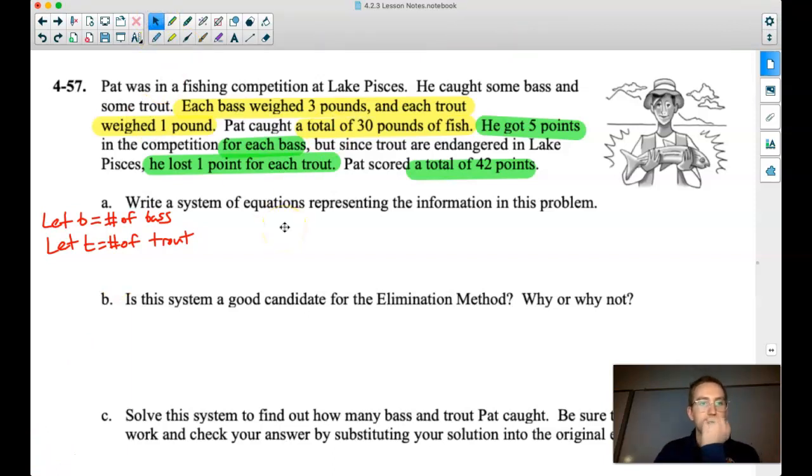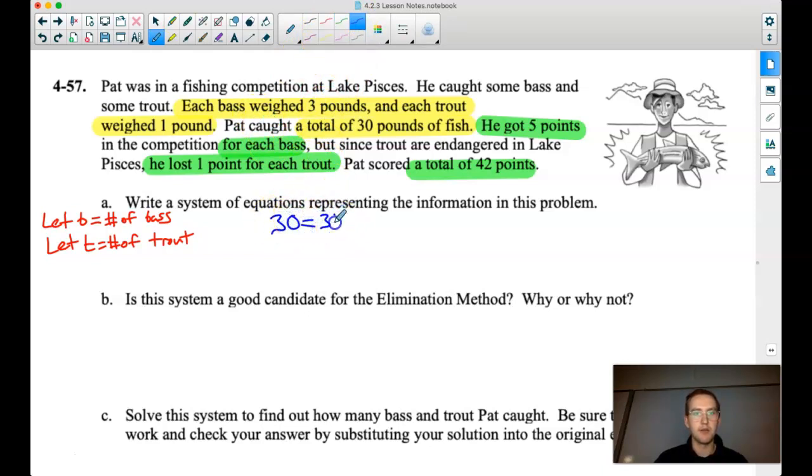Alrighty, so now let's write a couple equations with those two variables. Again, B and T seem pretty intuitive since we have bass and trout. So let's start with our yellow one. We've got 30 pounds. The yellow one is going to be in blue. So again, our total is going to be 30. We have 3 pounds per bass. So that's going to be the number of bass times 3. And then we're going to be adding 1 pound per trout. That seems like a pretty good start.